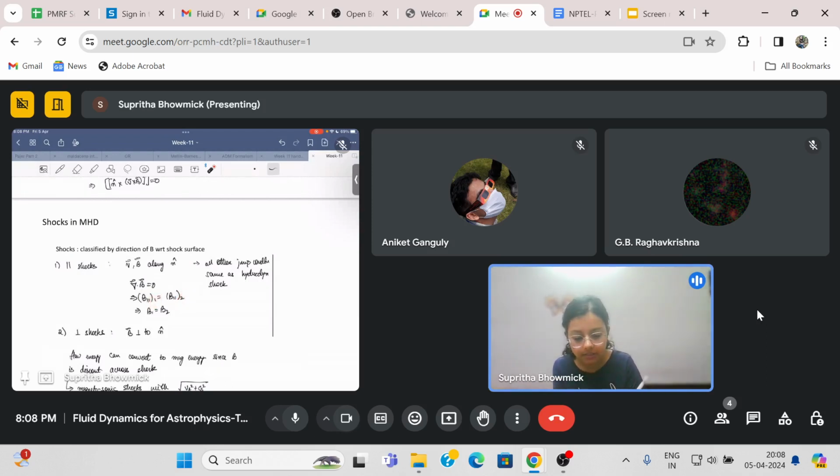But since the only component of B is along n cap, there is no other component of B which is perpendicular to n cap, right? Which is, let's say, parallel to the shock surface, which is perpendicular to the shock normal. There is no other component. So B parallel is equal to B. So what do we have? We have B1 equals B2. This was parallel shocks.